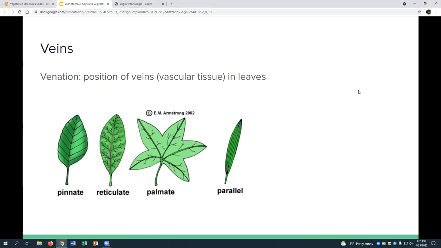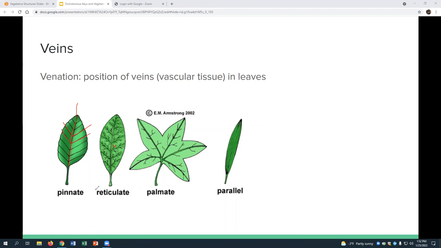When I said we don't always have veins branching off a distinct midrib, this is what I meant. So what we were just looking at was a pinnate leaf. Pinnate refers to being kind of feather-like. So in a pinnate leaf, we have this main midrib, and then we have our veins branching off the sides so that it looks like a feather. In a reticulate leaf, we'd have the same sort of structure, but then even more little veins branching off. So those are kind of similar structures.